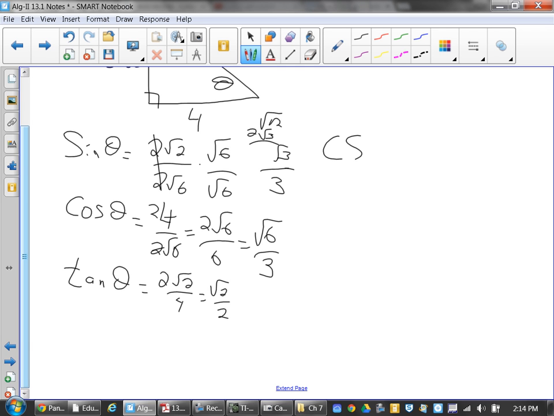Your cosecant is just the inverse of sine. If my sine was root 3 over 3, my cosecant would be 3 over root 3. But that doesn't fit the math ticket, so fix it. So you have 3 root 3 over 3, which is root 3.